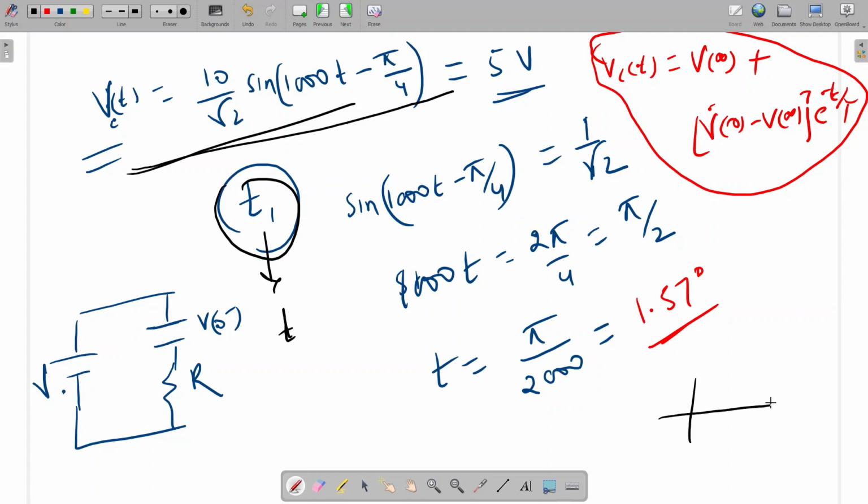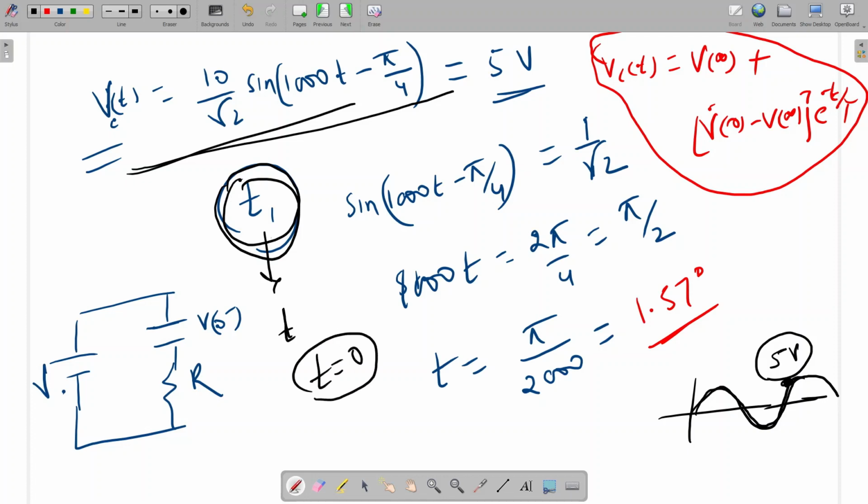See, this is a sinusoidal waveform. So at some instant we are doing the switching. Okay, this is not a constant waveform. The capacitor waveform is a sinusoidal or cosine waveform. At some particular time, if we are switching it, it should reach 5 volt. Okay. So t is equal to t1 means what? It means initial condition. At t is equal to 0 we are opening the switch. Okay. t is equal to t1 opening means at that t1, this capacitor voltage should be 5 volt. Is it clear?